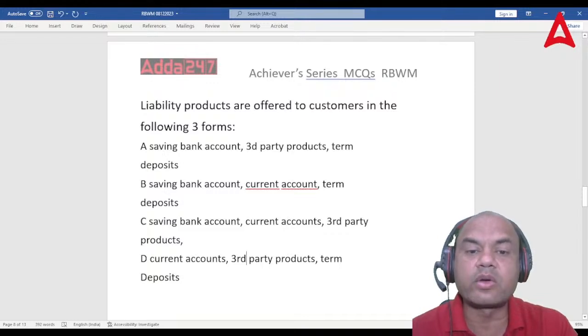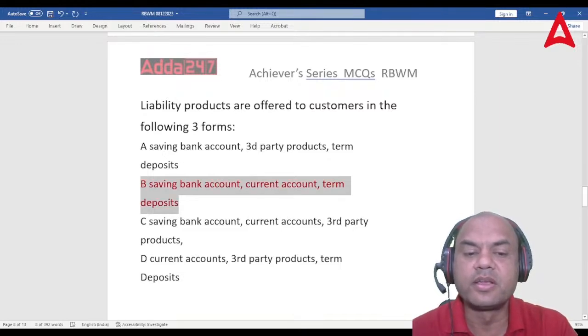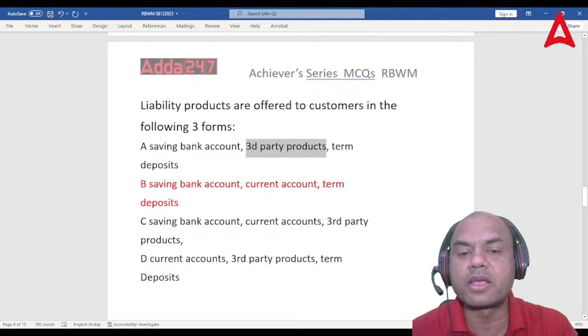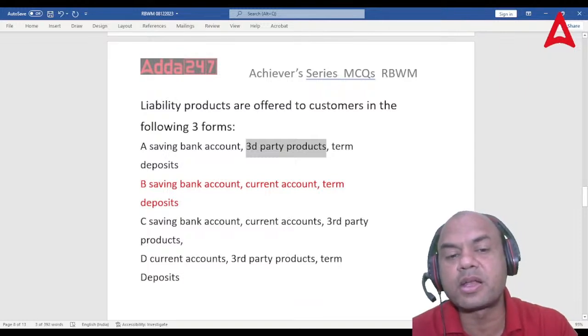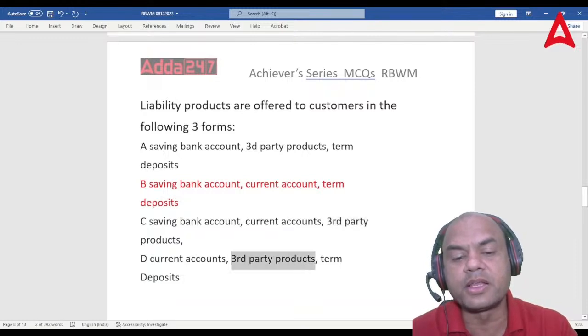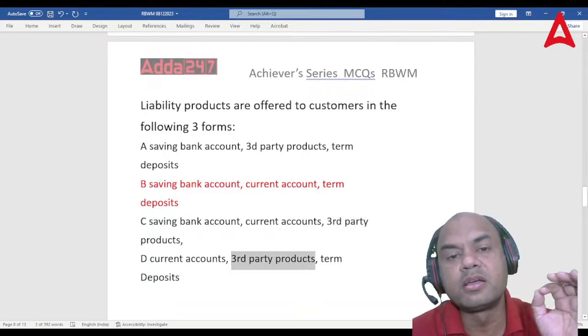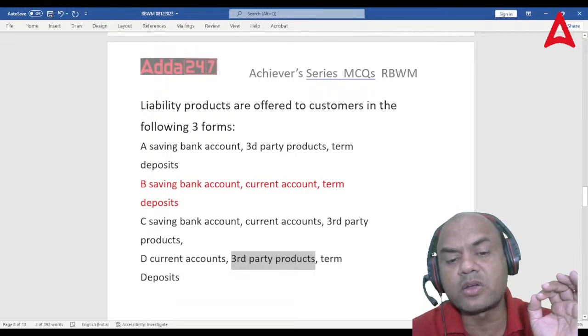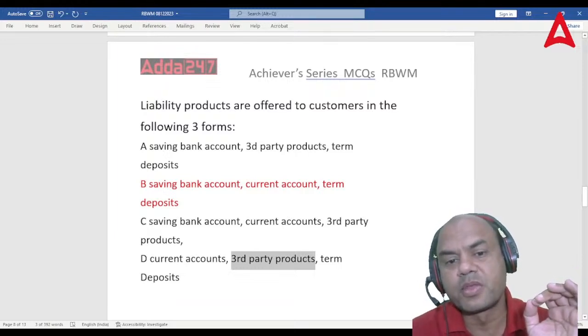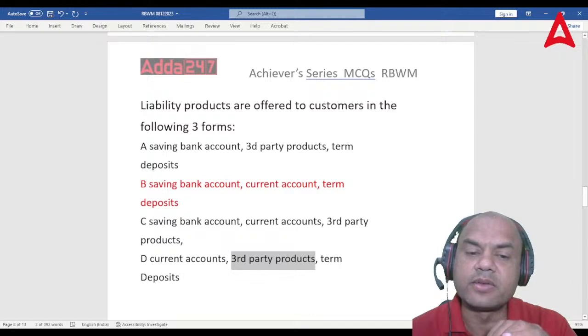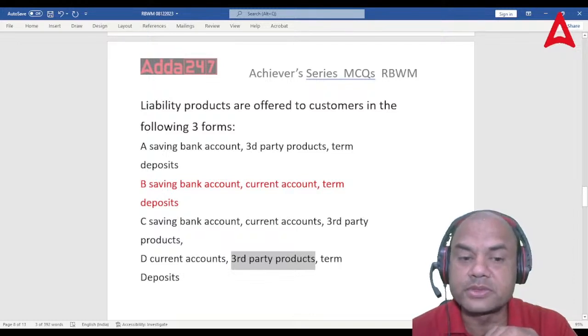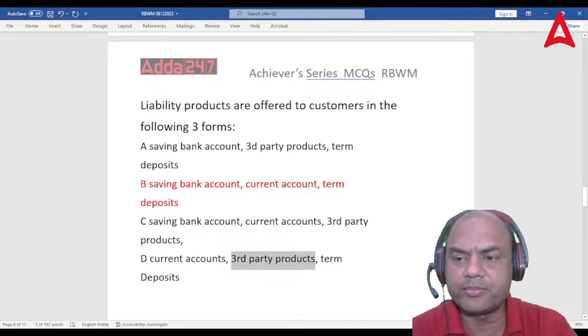Correct. We are here talking of only banking products. So saving, current and FD. This is the only answer. Third party product is not a banking product, so it doesn't come under liability. Here also third party, here also third party. These products are not under liability products. These are not core banking products. Core banking products are only three: saving, current, FD in deposits, and in loans, any type of loan which we give. Okay.